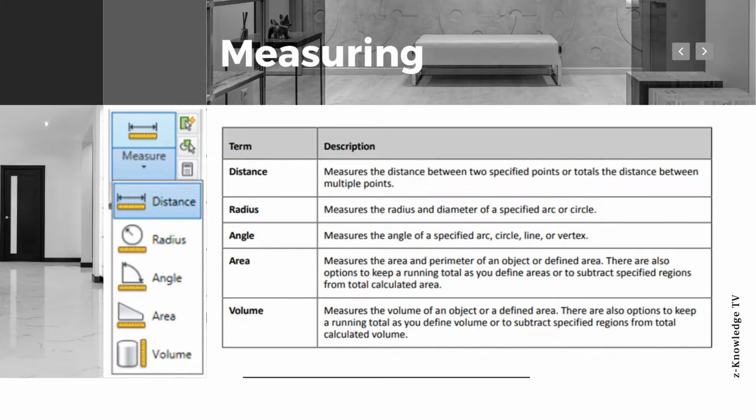So there are also options to keep a running total as you define areas or to subtract specified regions from the total calculated area. And for the volume, it measures the volume of an object or a defined area. There are also options to keep a running total as you define volume or to subtract specified regions from total calculated volume.